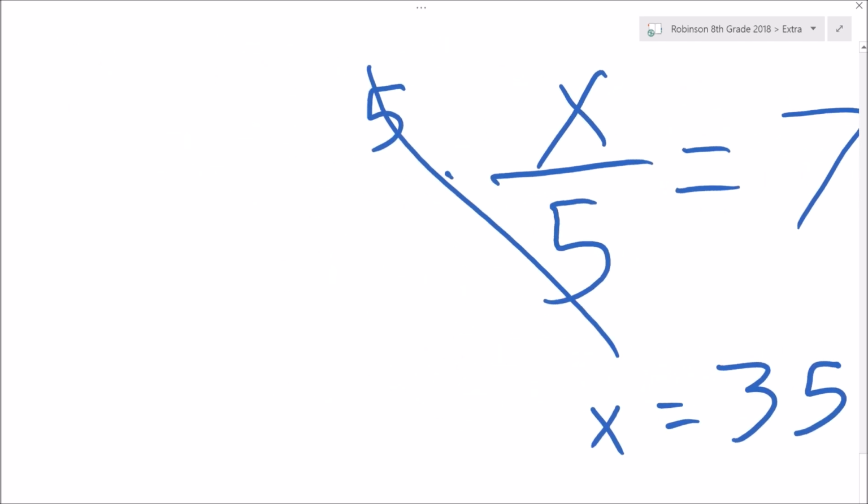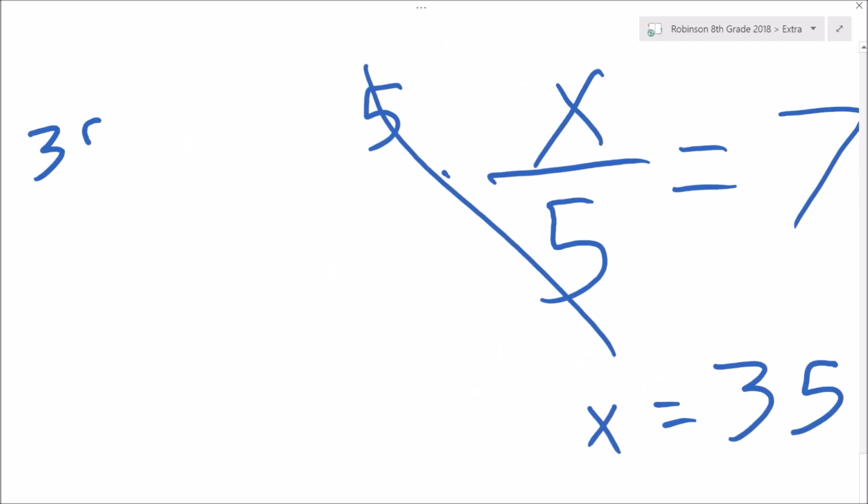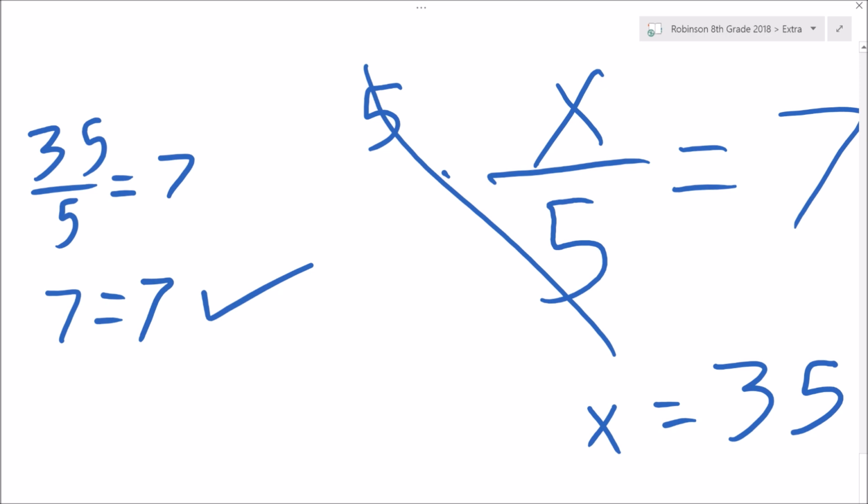Again, as usual, we will check our answer. 35 divided by 5 is equal to 7, and that is in fact 7 equal to 7, so we're good. Hopefully this was helpful in our review of one-step equations.